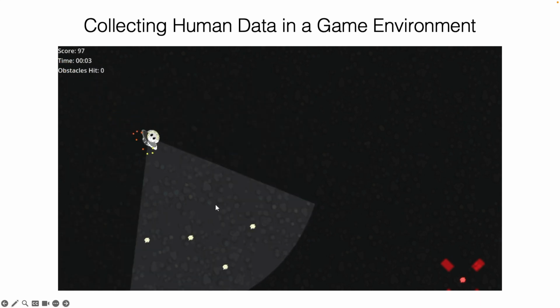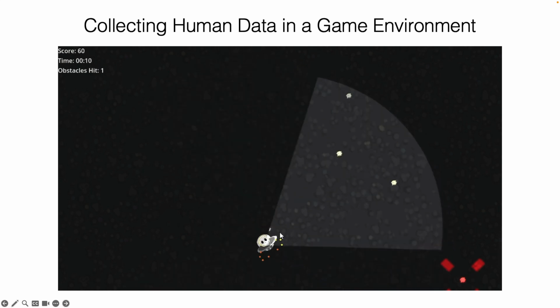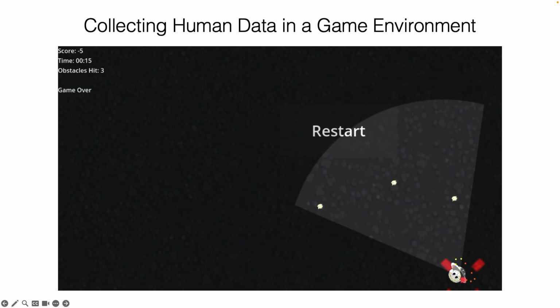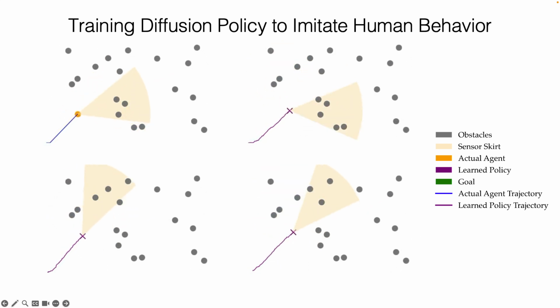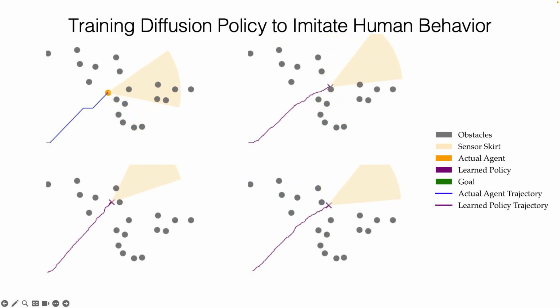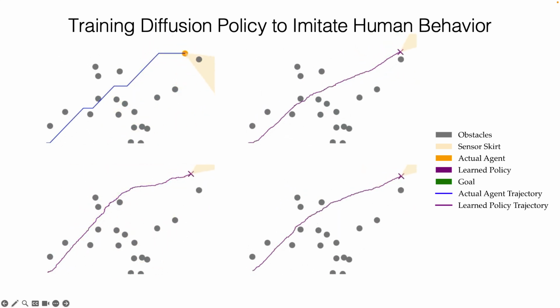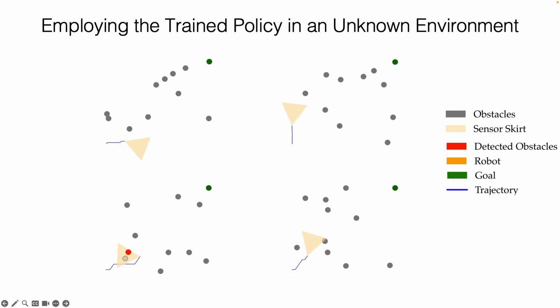Furthermore, we collect real human data using a game environment where humans are tasked with moving to their goal while avoiding obstacles, as can be seen in the video. Using this collected human data, we train a diffusion policy to imitate human behavior, and as shown in this video qualitatively, our method is able to approximate human behavior very well. Furthermore, we also showcase that our method generalizes well to unknown environments and can detect obstacles and navigate around them.